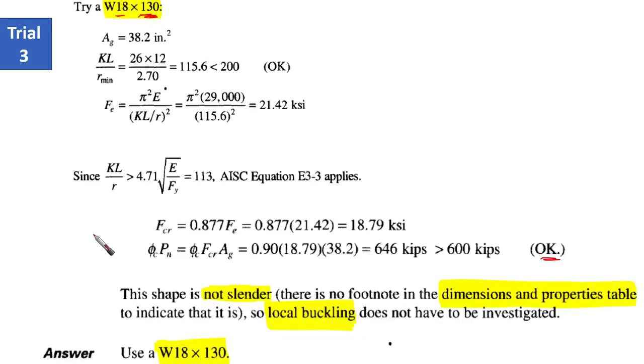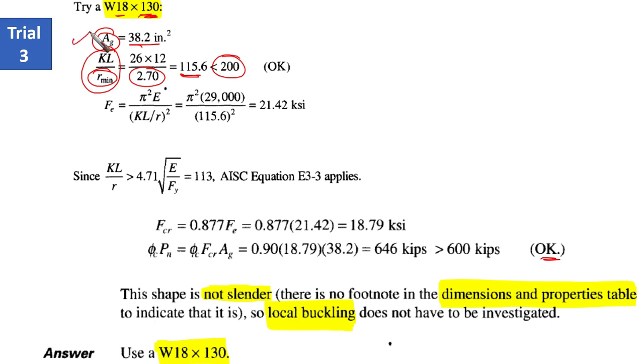W18 by 130. The same area gross from the dimension and properties table. Stop the video as I said and go and check what I am saying. KL over R minimum from the dimension and properties table. It is 115. Less than 200, it's okay for stiffness requirement.